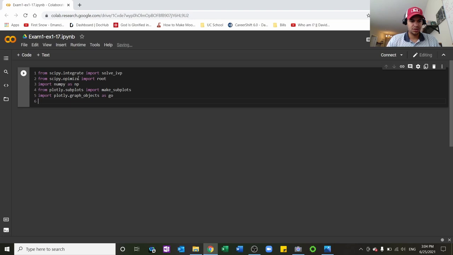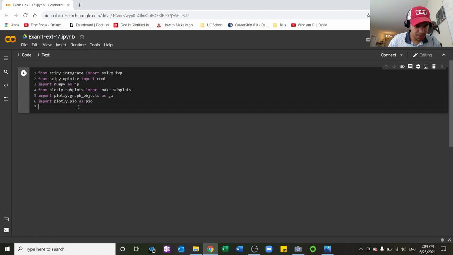And then just to modify the graph, make it a dark background versus a light background, we're going to import plotly.io as pio. And then we're also going to say pio.templates.default equal to plotly_dark.